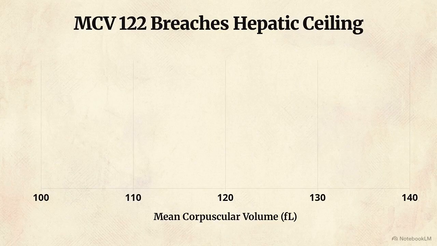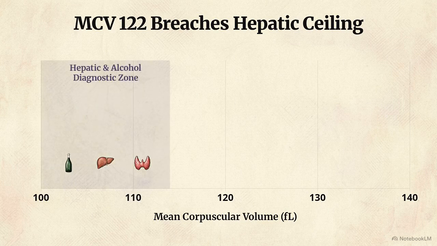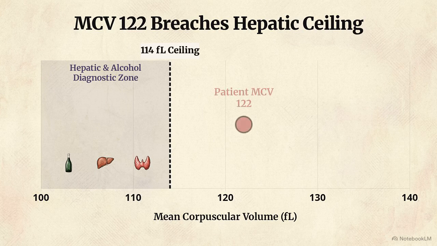This chart plots the diagnostic zones. Isolated alcohol use and liver disease rarely push a red blood cell volume beyond 114 femtoliters. That number serves as a strict ceiling. Consider the classic clinical vignette.